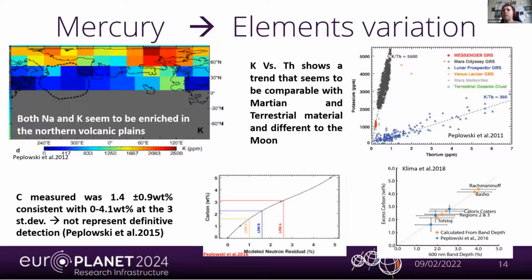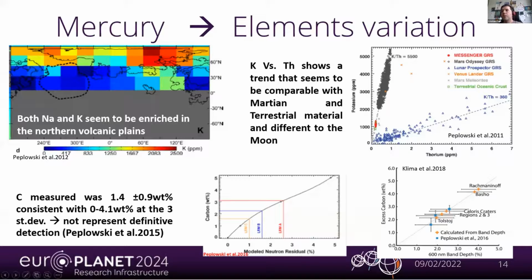Another important thing was that, since we have the opportunity to have potassium and thorium from gamma ray, the relationship between potassium and thorium is strongly different from what was achieved for the lunar surface. And this again pushes in the direction that the Mercury surface, which from some point of view can be similar to the Moon surface, is instead different from an evolution point of view. And so the surface of Mercury has had a completely different evolution with respect to the Moon.